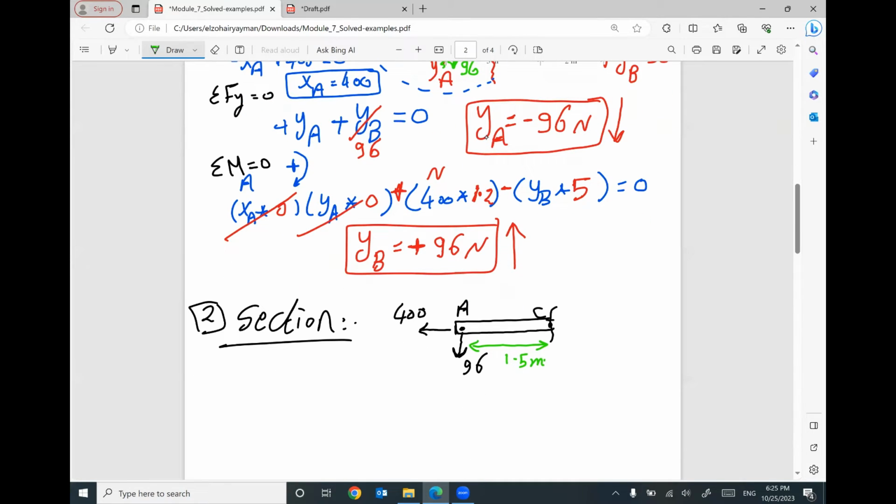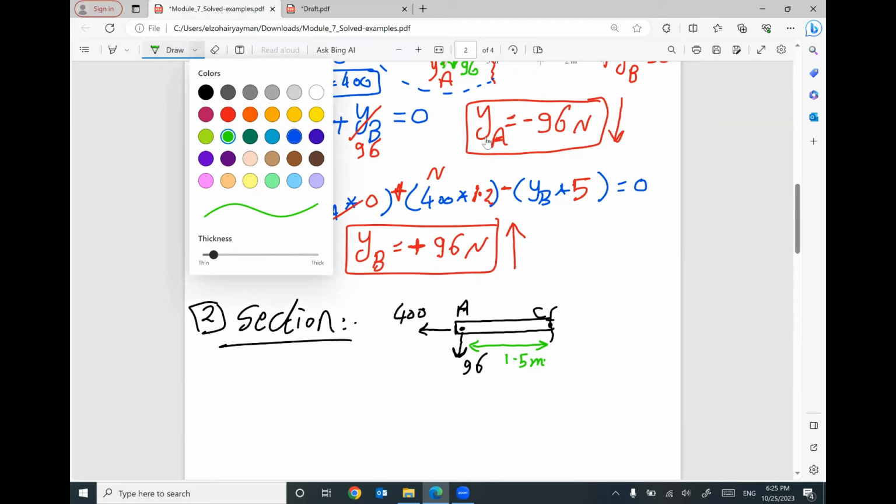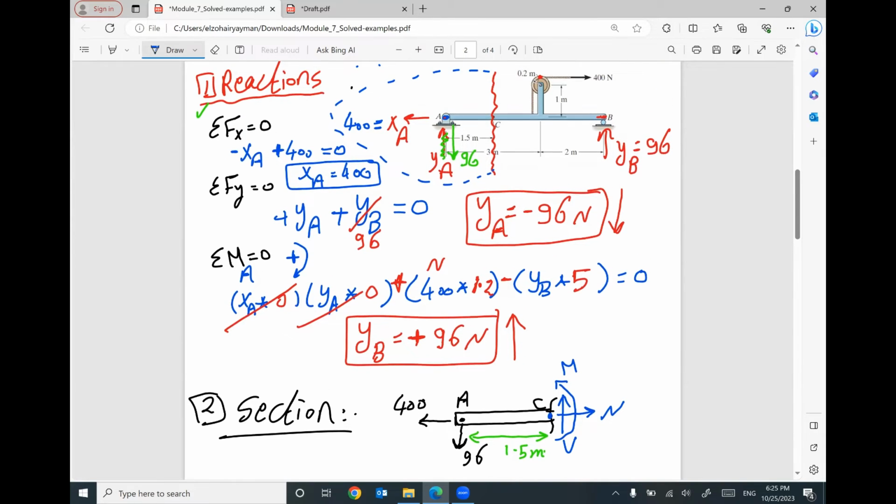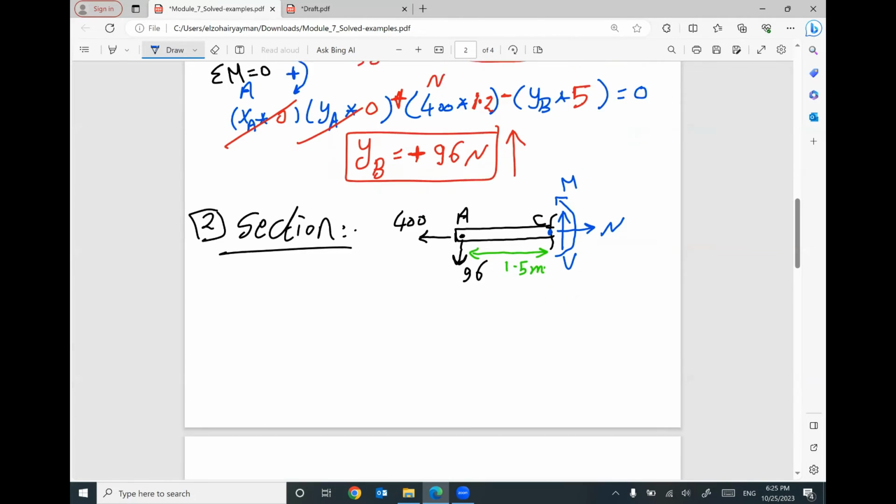At your cut, I will put 3 internal forces: axial force capital N, shear force capital V, and bending moment capital M, all of them at point C. Once you set up your part with everything, the reactions, the given force, and your internal forces, I will apply the equilibrium equations one more time, but for this part only.